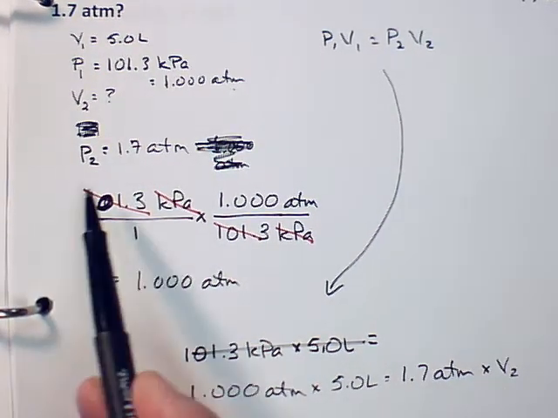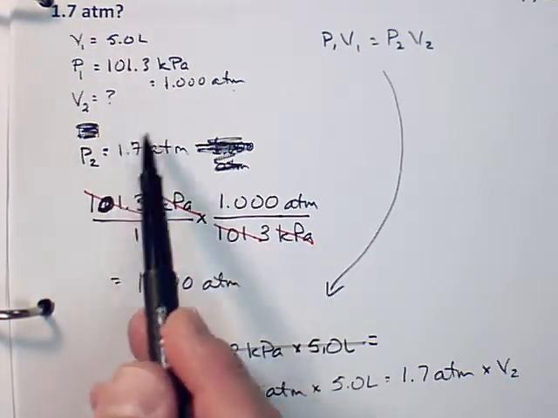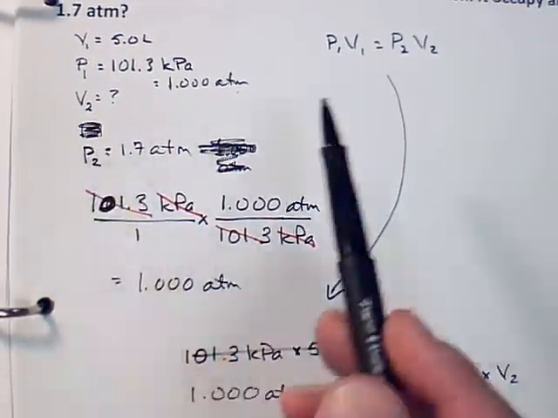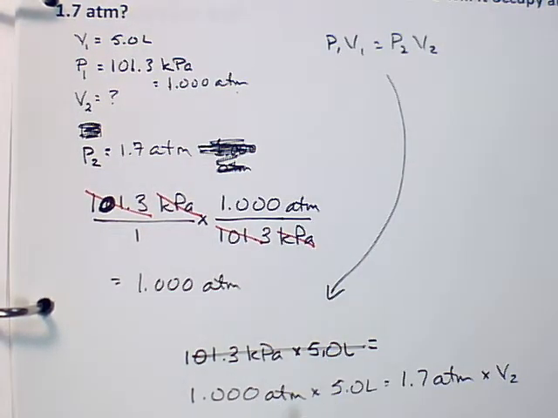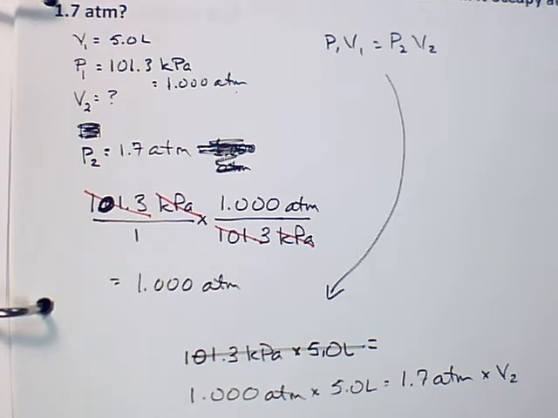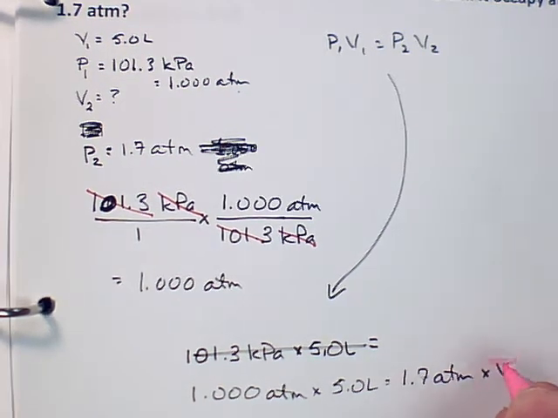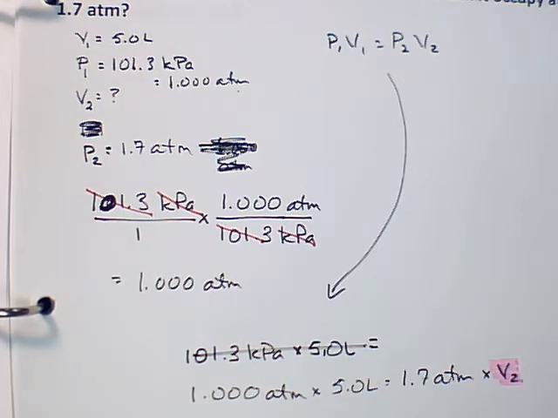So our first step was to write our list of knowns and unknowns. Our second step was to choose the right equation and write it down. Our third step is to substitute the known values into the equation. And then the next step is to get our unknown by itself. Well, the unknown is what is in the equation that's just the variable symbol. In this case, it's V2. We want to get it by itself.